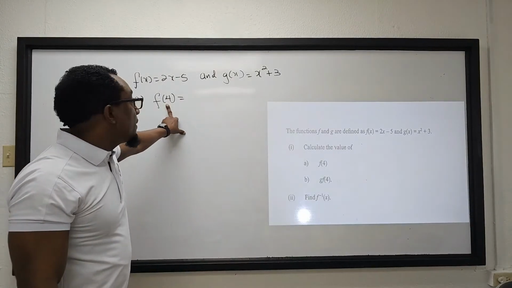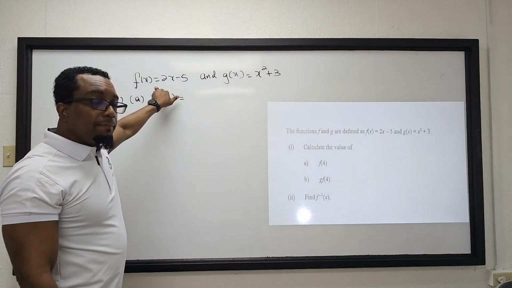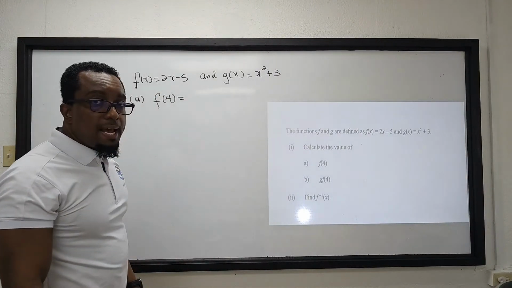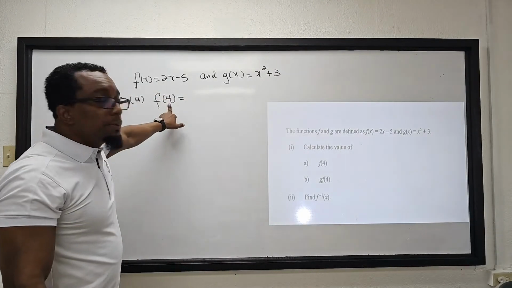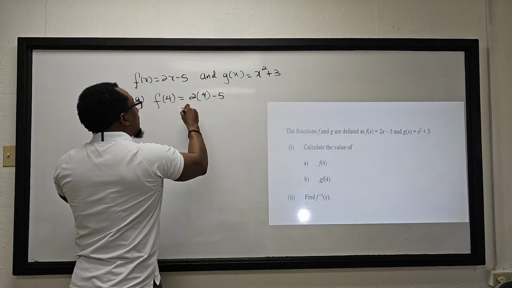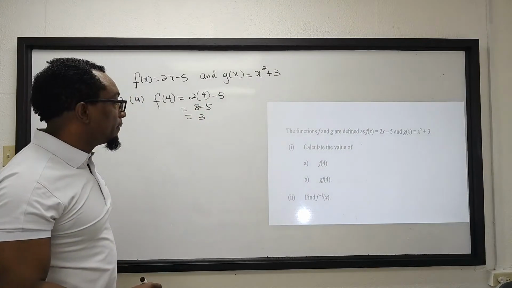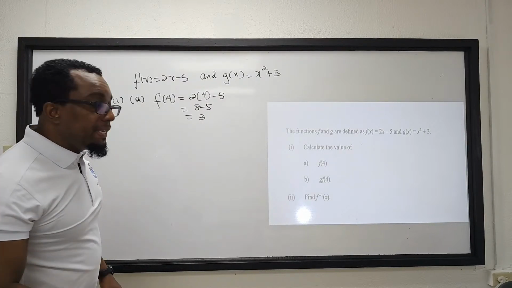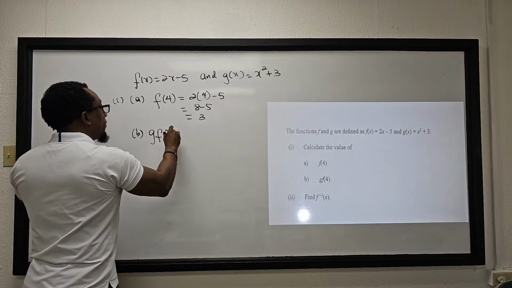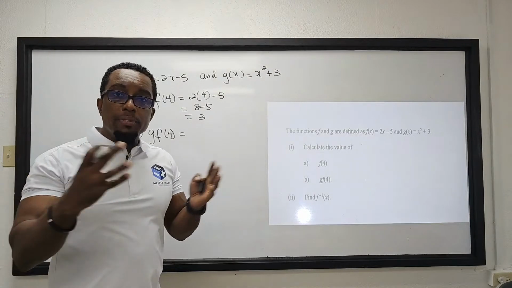f of 4 simply means, focusing on the image of x, or the function f of x, which is 2x subtract 5, and where I see my x in that expression, I'm going to replace it with 4. So this will be 2 times 4 in brackets subtract 5, 8 subtract 5, which is 3. Straightforward. Then they want us to find gf of 4. So we're going to find gf of 4. This is what we call a composite function.